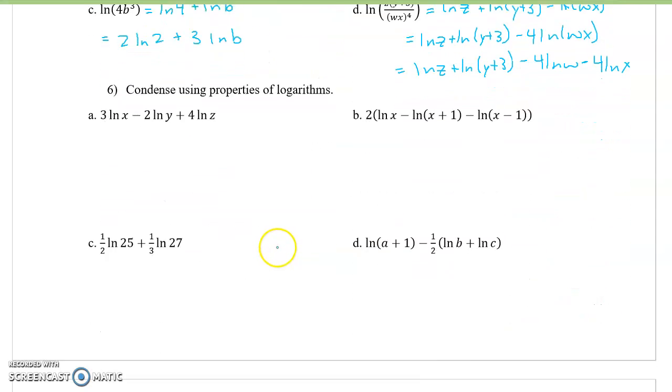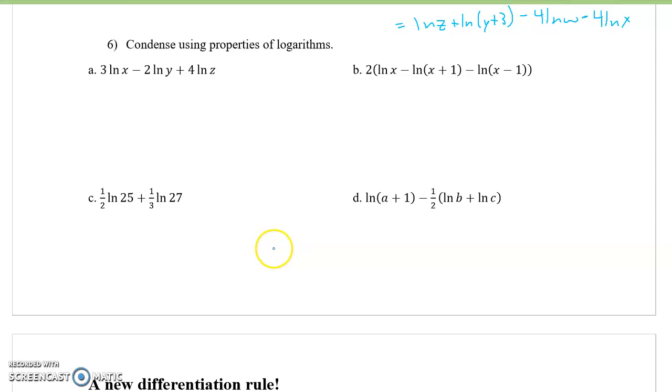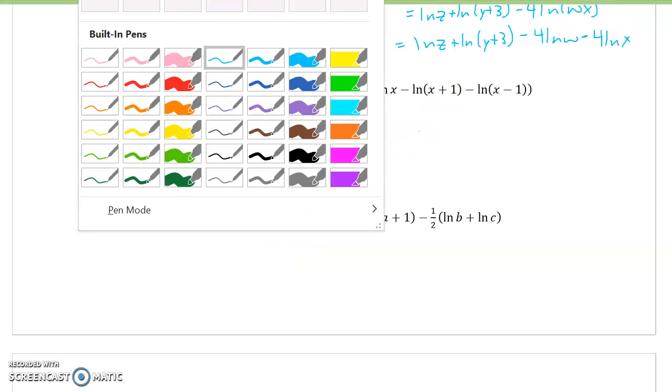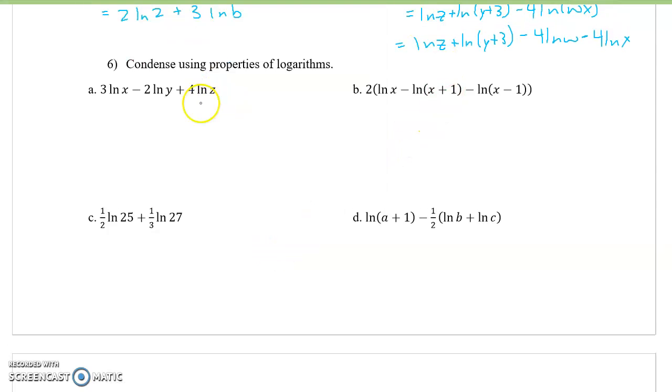So moving right along with our blast from the past here, we're going to go ahead and condense. That's the opposite of expand, right? We're going to rewrite using a single logarithmic term. Okay, so this first step would be, we would say, well, the 3 can be turned into an exponent. And this 2 can be turned into an exponent, and this 4 can be turned into an exponent.